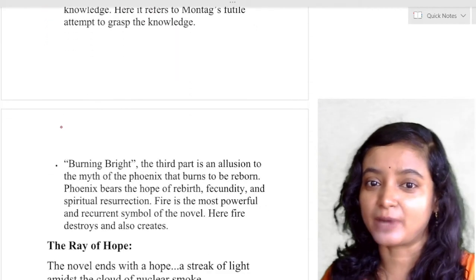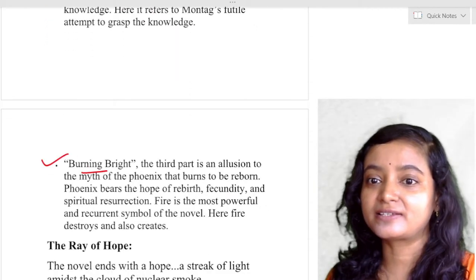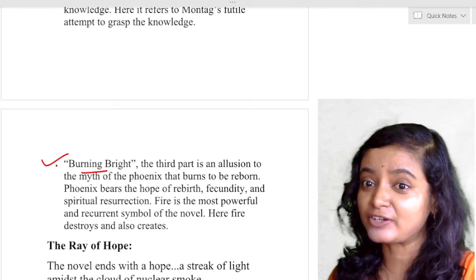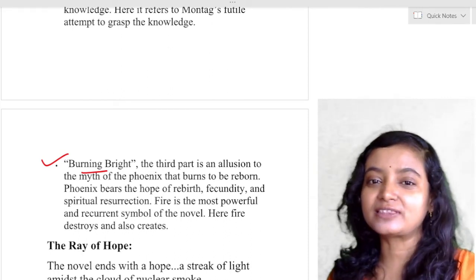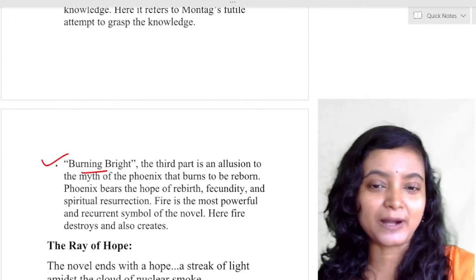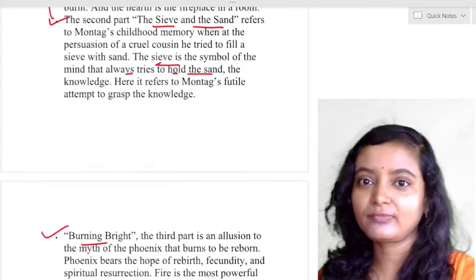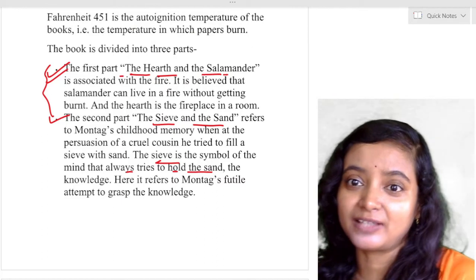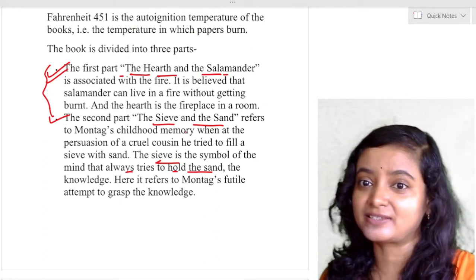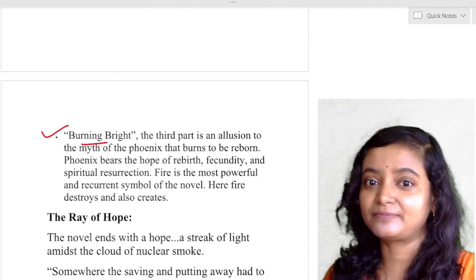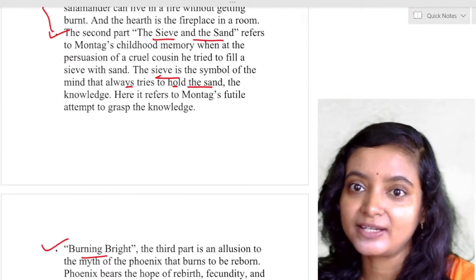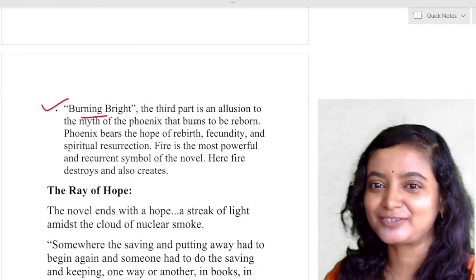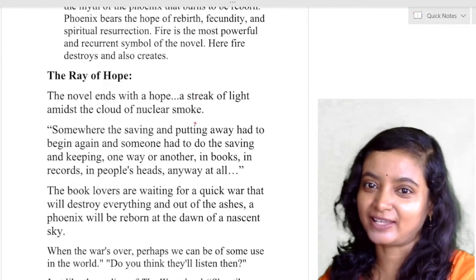And the third part is Burning Bright. It is an allusion to the myth of the phoenix that burns to be reborn. The phoenix bears the hope of rebirth, so in the third part we find that hope. So, first part the Hearth and the Salamander, next part the Sieve and the Sand, and the third part Burning Bright. In these three parts the novel is divided. You must read in detail. I am not talking much. The ray of hope is at the end.